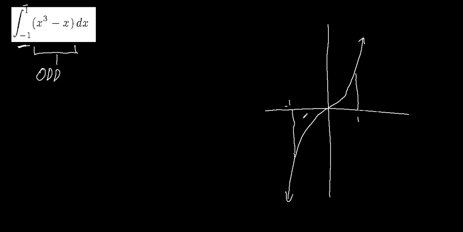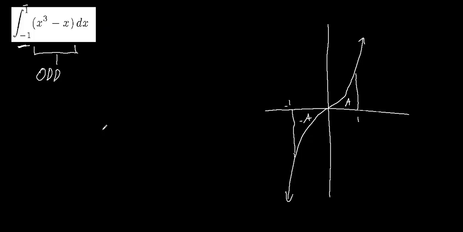And because the amount of area here is the same as the amount of area here, we get a total area of 0. Because this is a negative area, I'm going to call this area A, and this would be negative A, right? A minus A would be 0. And so we automatically know, without even solving, that we get 0.